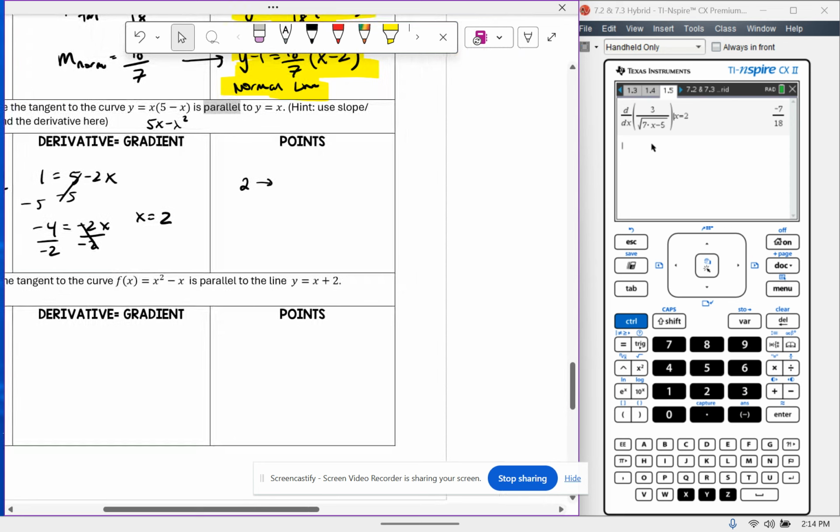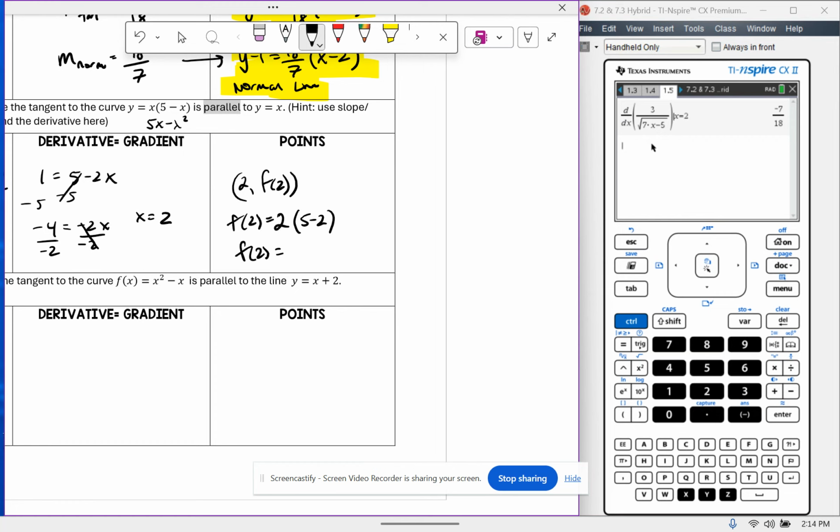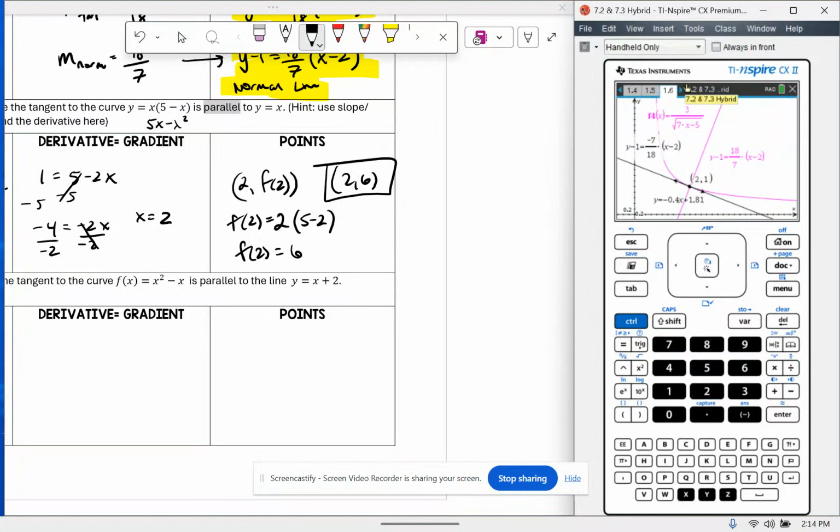So is x equals 2 the x value of where it's parallel, or the slope of the line? I'm going to show you the picture in a second, and hopefully that'll make you feel good. Okay, so we're going to find f of 2, which is 2 times 5 minus 2. f of 2 is equal to 2 times 3, which is 6. Okay, so now I've got (2, 6). Look at this picture. Hopefully this picture is going to give you everything you need to know. We have the original curve, right?